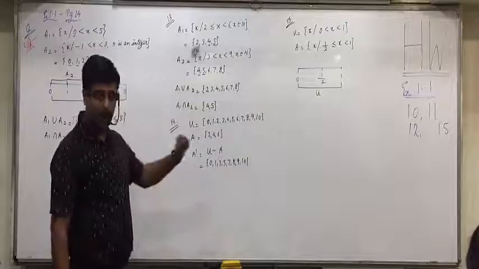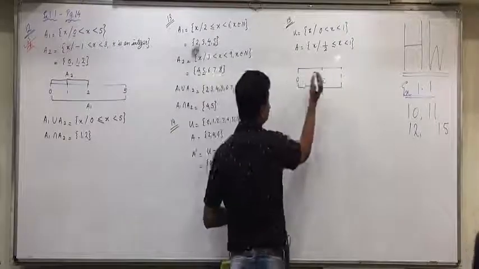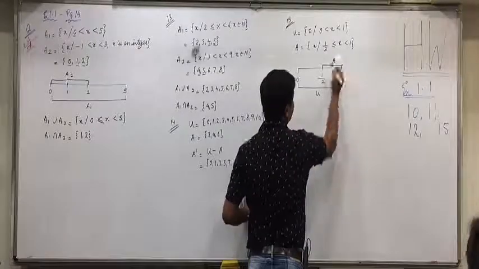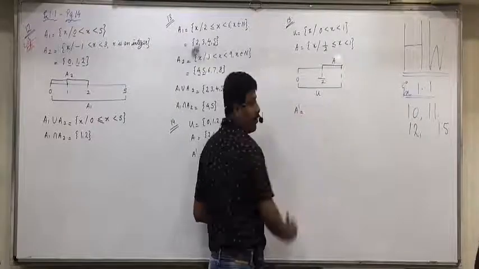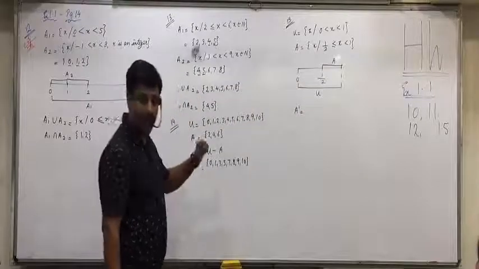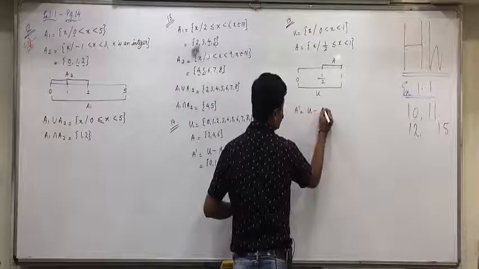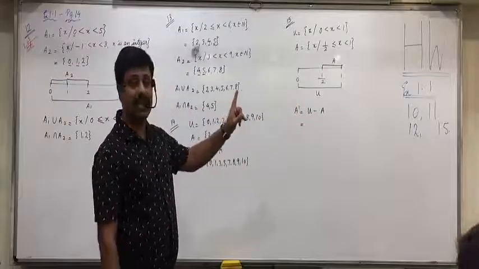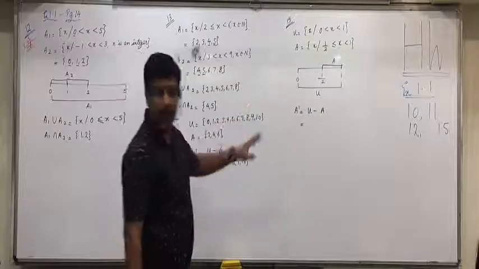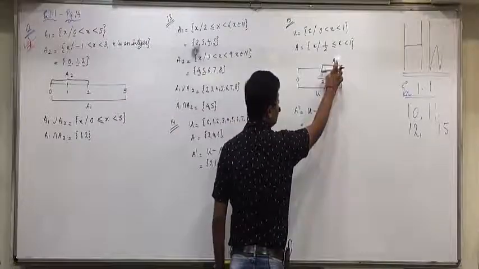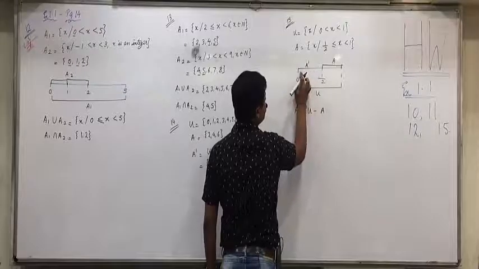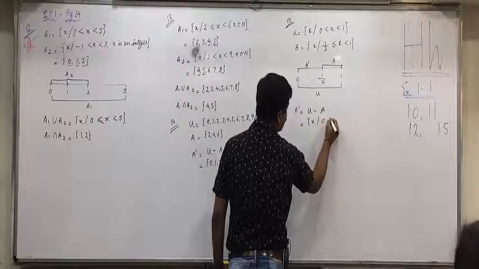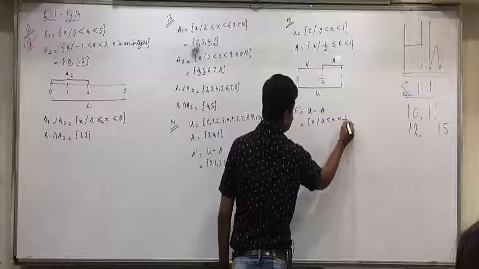Sample space is from 0 to 1, and A is from half to 1. What we have to find is A complement. How do you find A complement? U minus A. See the number line. If you do U minus A, can I say 0 to half? Then A complement will be 0 to half. First write that: x such that 0 less than x less than half.